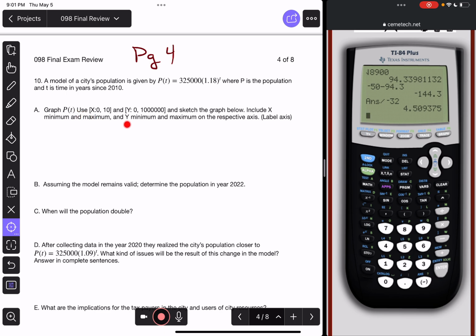These window measurements are easy. Just watch how I do it here over on the calculator. So I'm going to go to my y equals, and I'm just going to graph it like I normally would. 325000 times parentheses 1.18, very important, in parentheses, and we don't put it to the t, we just put it to the x. Okay, and I'm going to go ahead and hit zoom 6, and we'll just take a look.